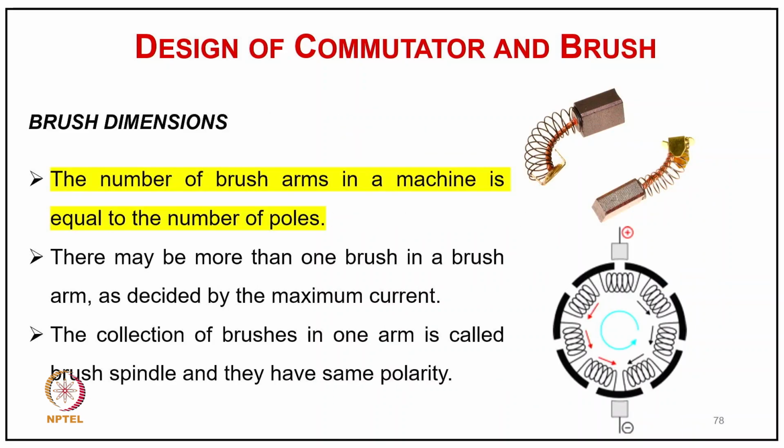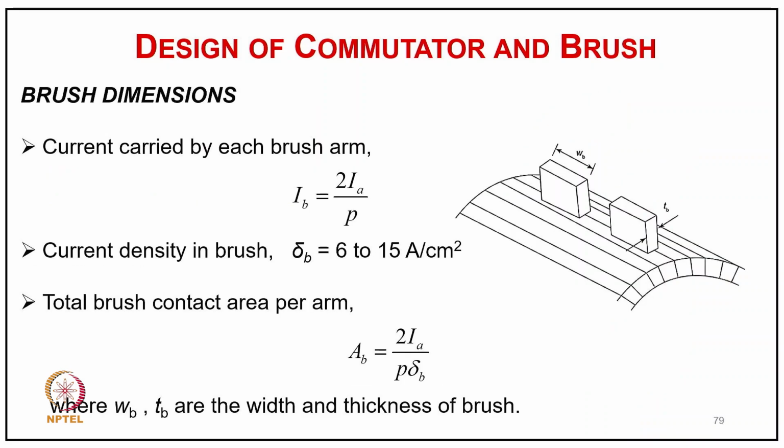Now coming to brush dimensioning, the number of brush arms in the machine is equal to the number of poles. There may be more than one brush in a brush arm, as decided by the maximum current, and the collection of brushes in one arm is called a brush spindle, as they have the same polarity, as you can see typically here in the diagram. The current carried by the brush arm is Ib equal to 2I upon P, where the current density is 10 to 15 ampere per millimeter square. The total brush area per arm is Ab equal to 2I upon P sigma b, where Wb and Tb are the width and thickness of the brush.